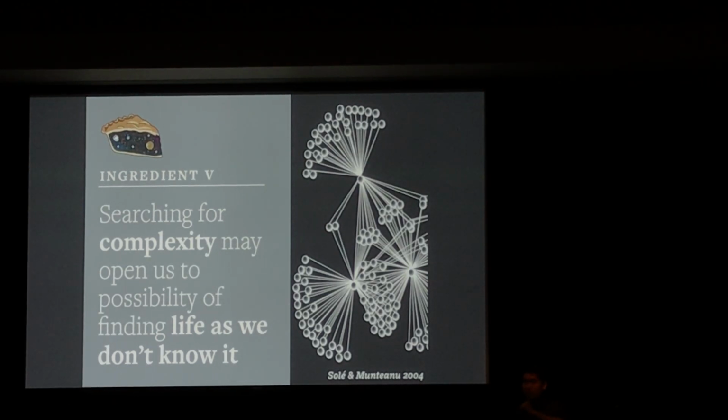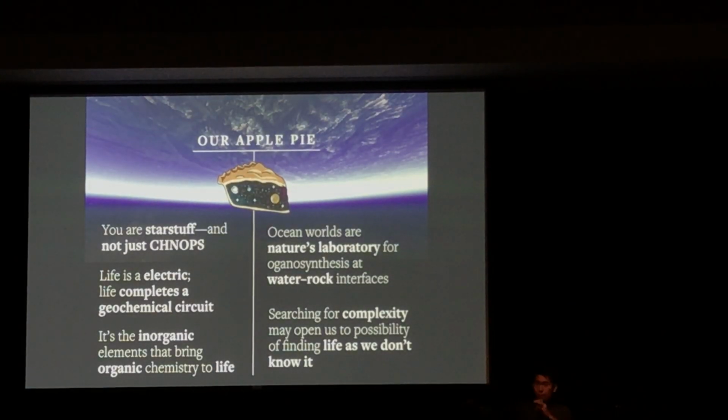And so with that, let me put up our 5 major ingredients and start baking this apple pie. All right, so we're going to open our ovens and we're going to toss in star stuff, but not just star stuff. We're going to also make sure that there is a redox gradient there, because life is electric. It completes a geochemical circuit. We're going to make sure that there are sufficient inorganic elements, our iron, our nickel, our molybdenum and tungsten, to do that electron transfer. And we are also going to make sure that there is a good, nice water-rock interface, because that might be the geochemical system that might bring life into existence.